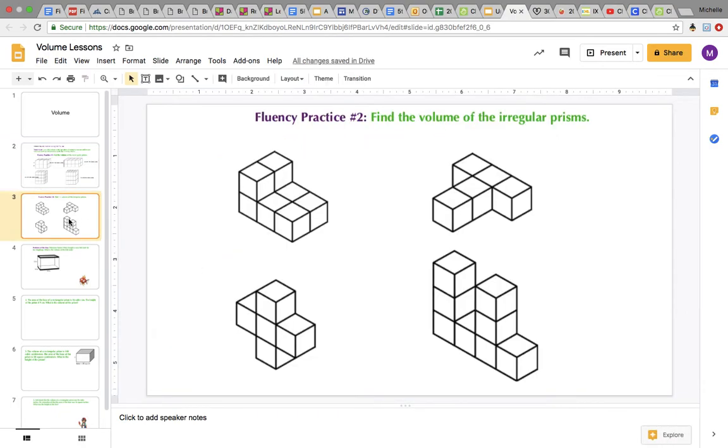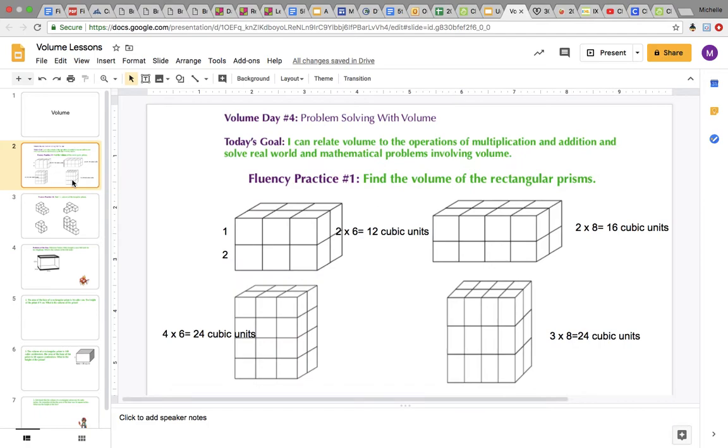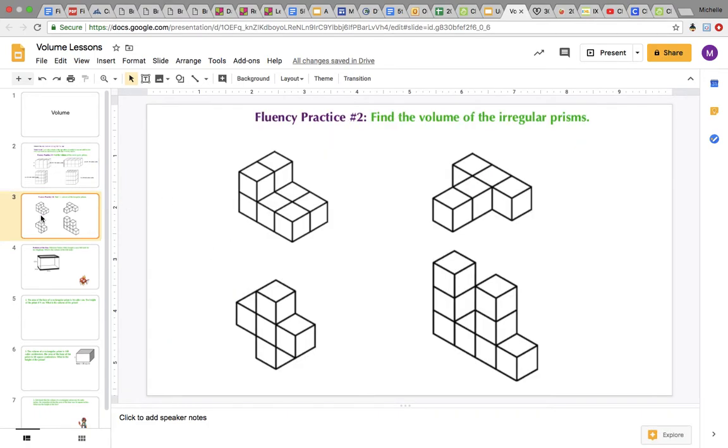Moving on. All right, so here we have some irregular prisms. On our previous page, all of our layers were even. Looking at this page, we could tell our layers are not even. For example, right here, our bottom layer, we've got 1 layer, and we've got 2, 4, and then 6 total in that bottom layer.